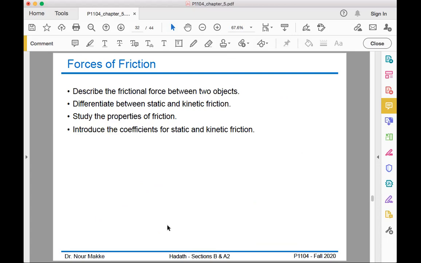So what about the forces of friction now? The force of friction describes the frictional force between two objects. This is actually the second component of a contact force. And you have to differentiate in this case between static and kinetic friction. That's what we are going to study here. We're going to study the properties of friction.